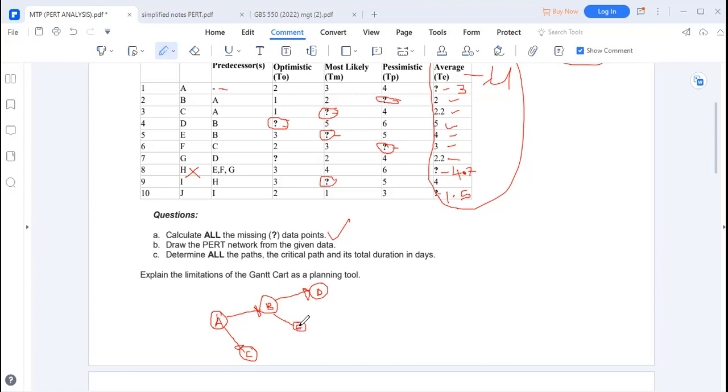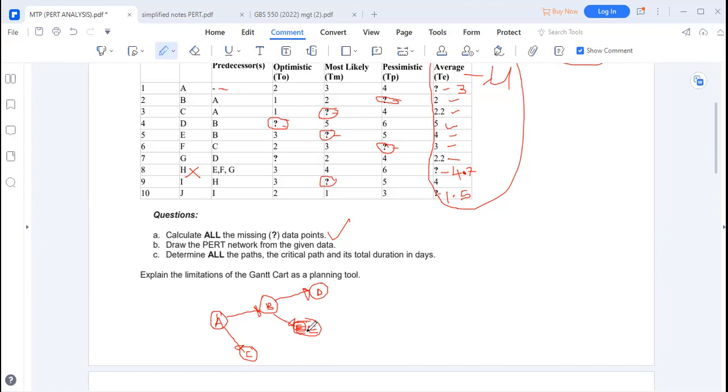So this one is activity E. Okay, just repeat a little bit. So there's E on this one after A. All right, now, after B, there's D and E.